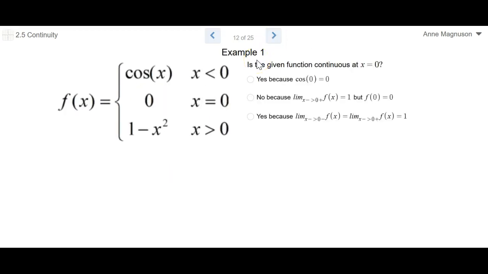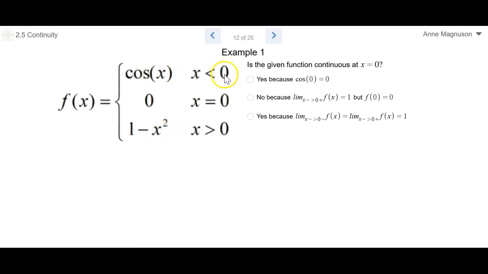So again, we'll look at a piecewise function. Is this function continuous at x equals 0? Well, you need to check the endpoints of these domains defined in the piecewise function. So cosine of x is continuous everywhere, and 1 minus x squared is continuous everywhere. So let's look at what's happening.